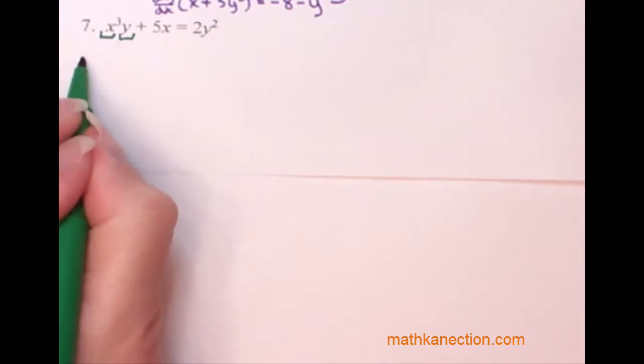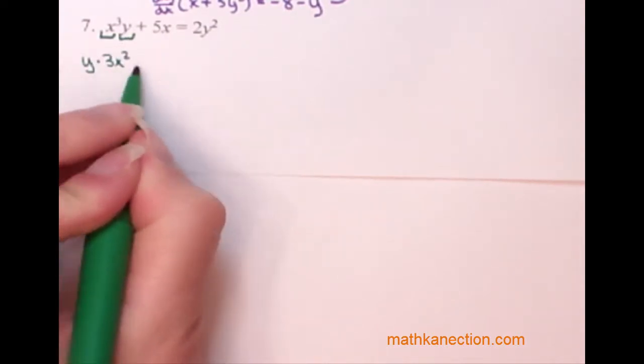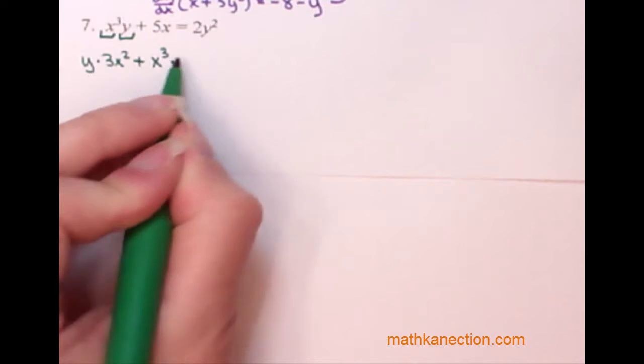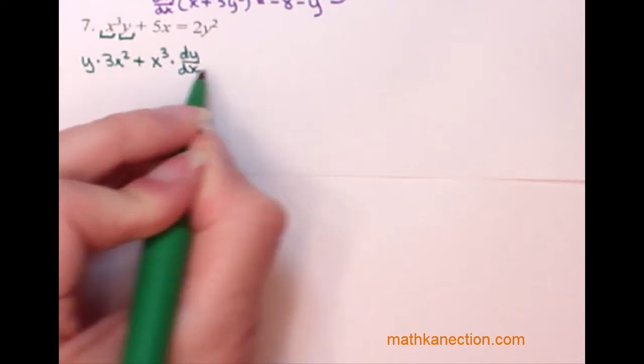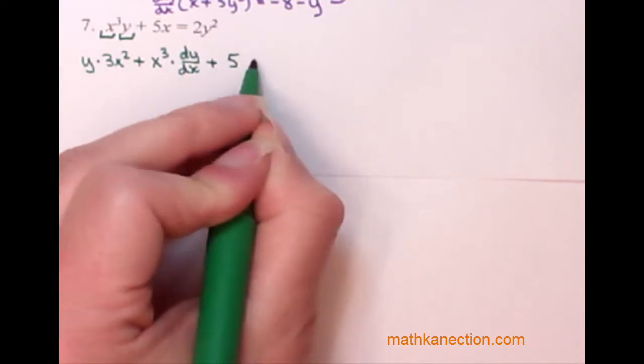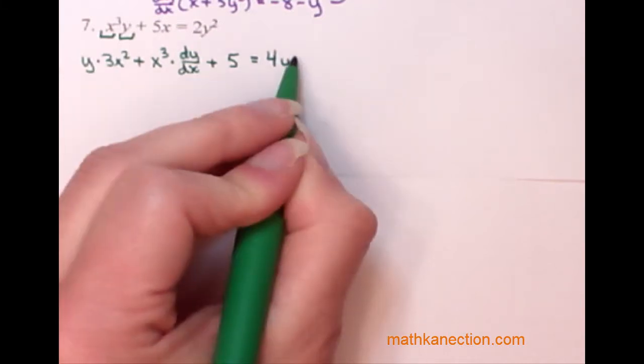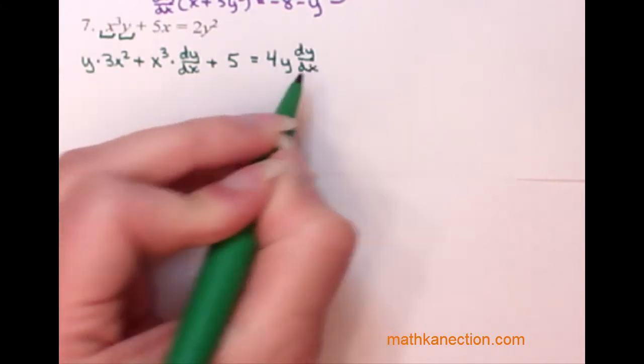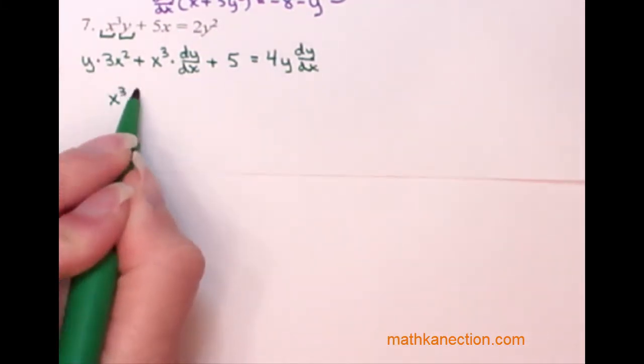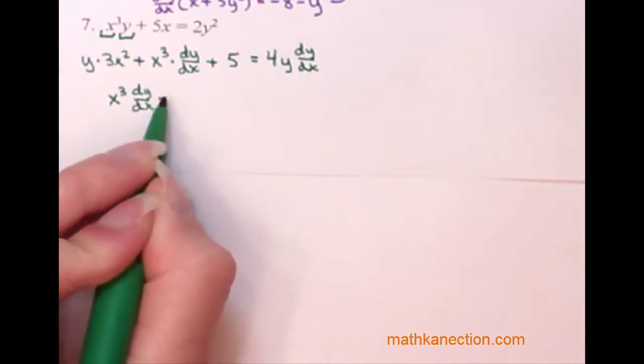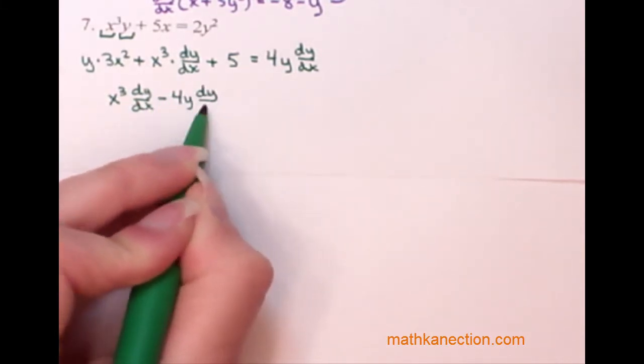Product rule, y times the derivative of x cubed, which is 3x squared, plus x cubed times the derivative of y, which is dy/dx, then plus derivative of 5x is 5, equals derivative of 2y squared is 4y dy/dx. Moving over the 4y dy/dx, we'll have x cubed dy/dx minus 4y dy/dx.